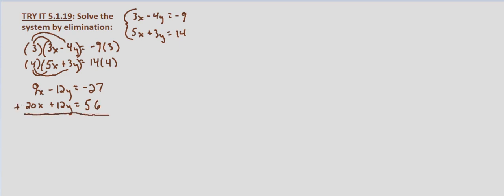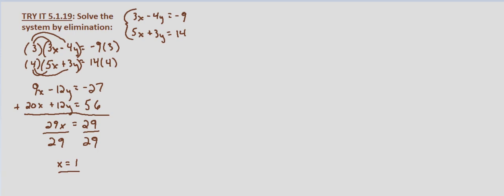Now we add the two equations. 20x plus 9x is 29x. Negative 12y plus 12y is 0. And that equals 56 minus 27, or negative 27 plus 56, which is going to give us 29. Divide both sides by 29, and we get x equals 1.